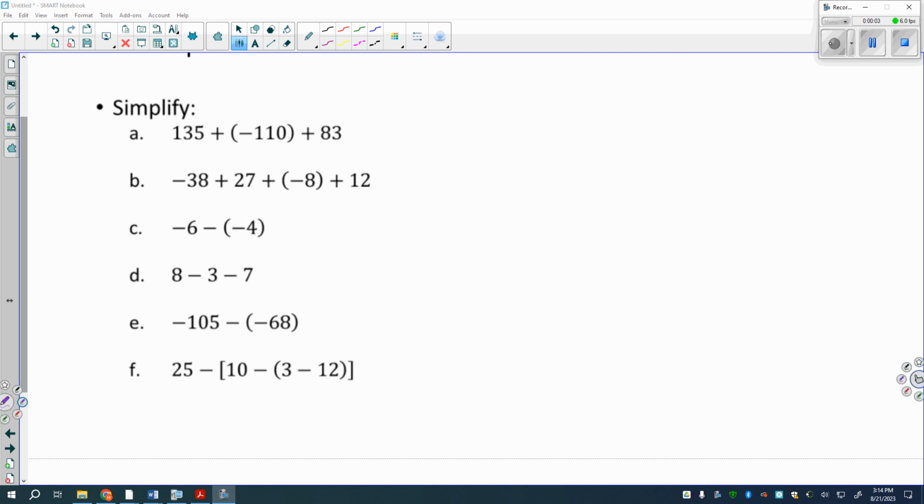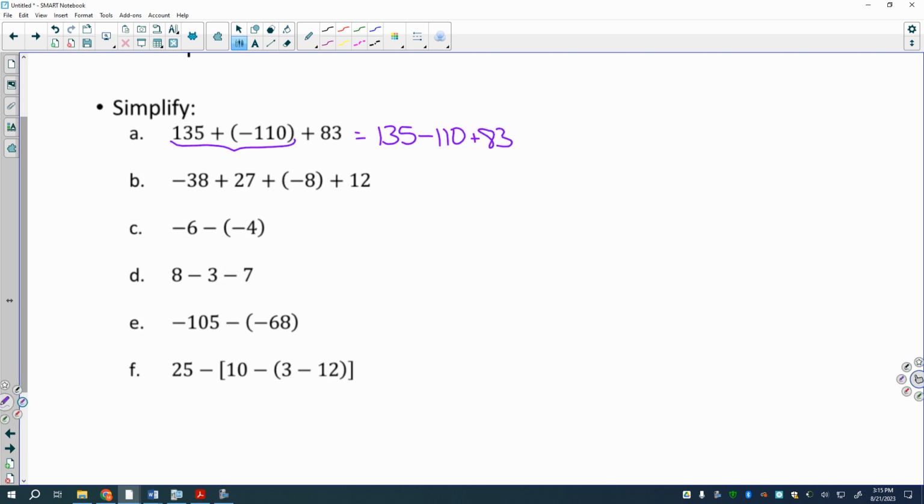Again, just step by step through this example. We go in order. These are just adding through here, so I add from left to right. Now, what might make this easier for some of you is if you take this and that plus a negative 110, I could write that as 135 just minus 110. That might make it easier for some of you.